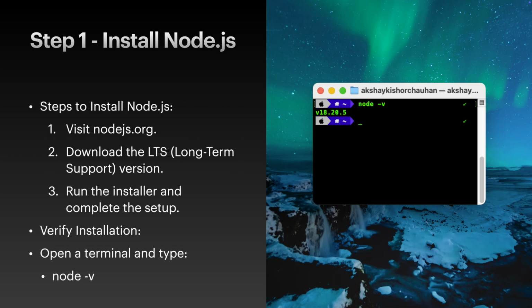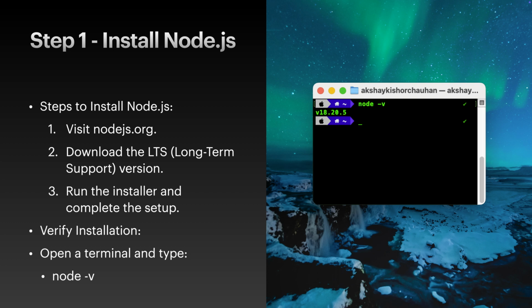The first tool we need to install is Node.js. Here is how to install it. Go to the website and download the LTS version. Run the installer and follow the on-screen instructions. After installation, you want to verify that Node.js has been installed correctly. Open terminal and type node -v. This will display the installed version of your Node.js. If you see a version number, you're good to go.